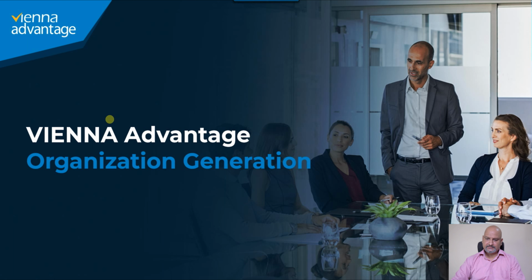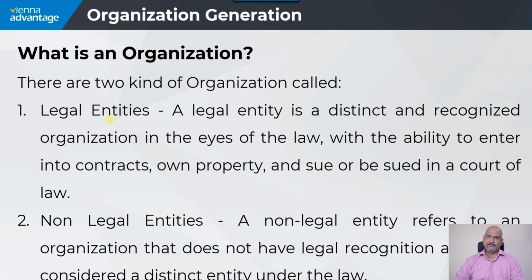In today's session, we are going to see what basically the organization is. There are two kinds of organization that you can create in Vienna Advantage. One is the legal entities, while the other is the non-legal entities. A legal entity is a distinct and recognized organization in the eyes of the law. They have the responsibility to pay taxes to the government based on their revenue generation, and they have the ability to enter into contracts, own property, and sue or be sued in a court of law. Those are known as legal entities.